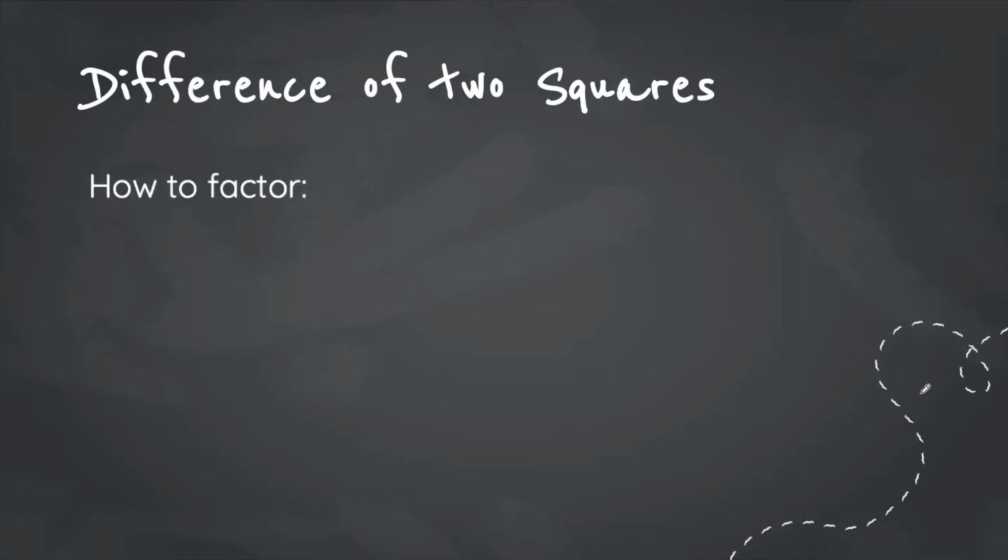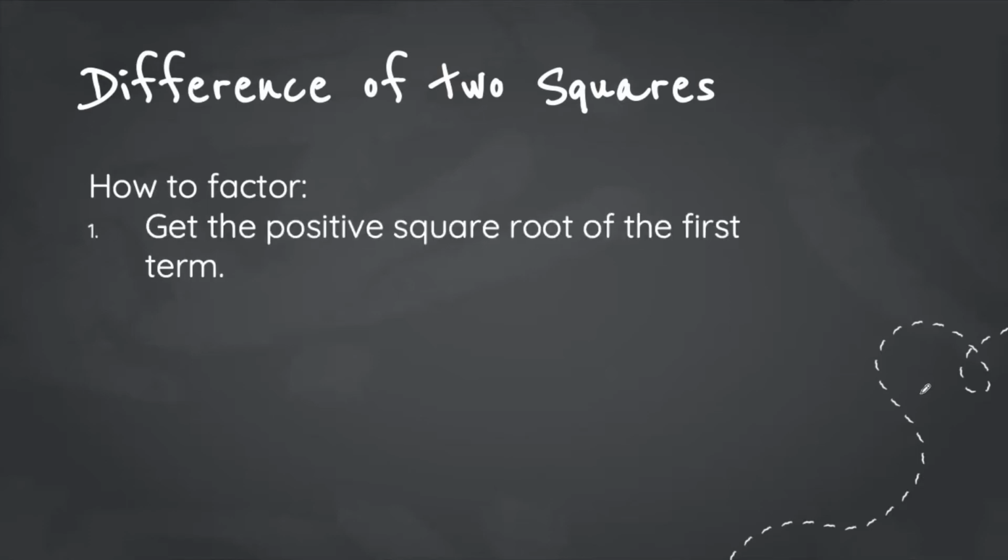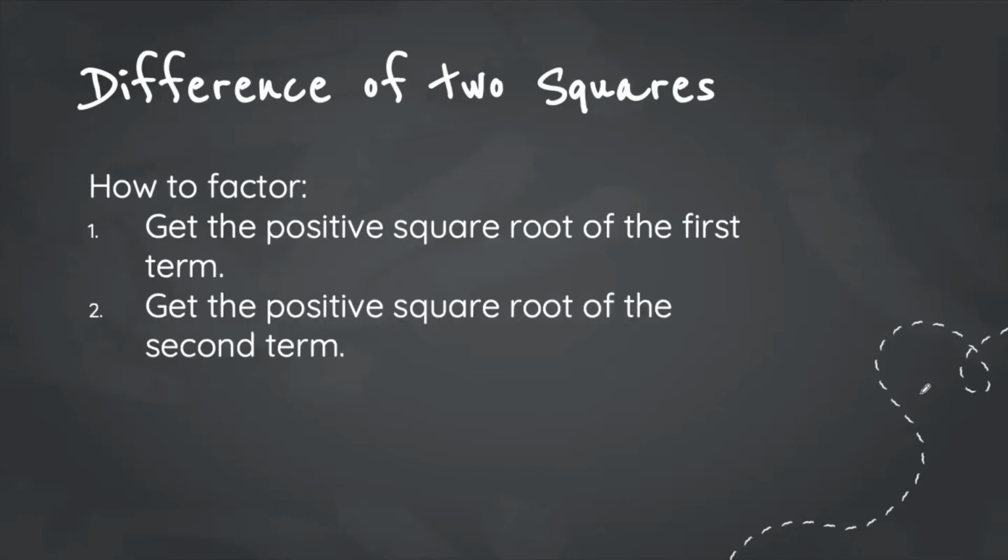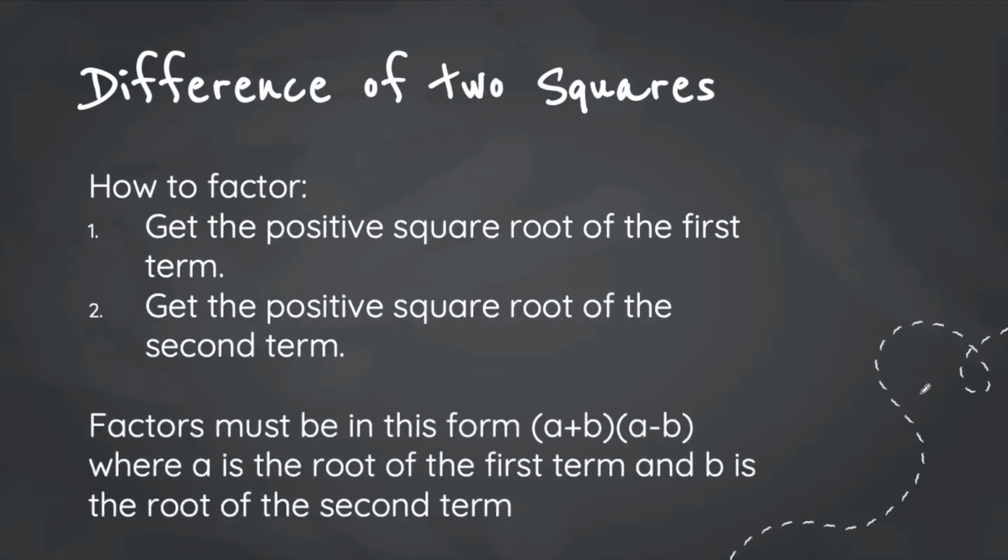So how do we factor difference of two squares? First, we get the positive square root of the first term. Second, get the positive square root of the second term. And then the factors must be in the form a plus b times a minus b, where a is the root of the first term and b is the square root of the second term.